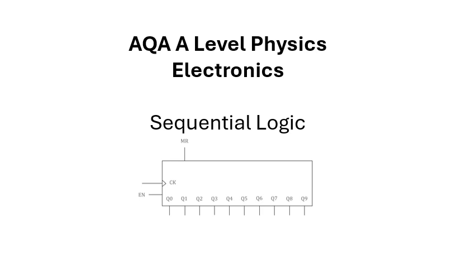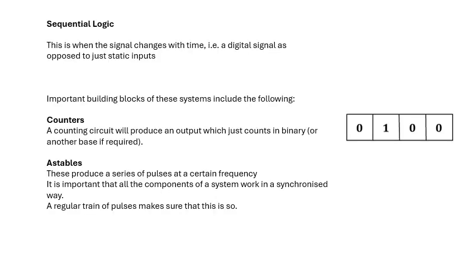AQA A Level Physics for the electronics option, and this video is about sequential logic. Sequential logic is when the output is a function of time, so the signal changes with time. So it's not just static inputs and outputs as in the last video. This is where things actually are moving along, streams of bits, streams of digital information.